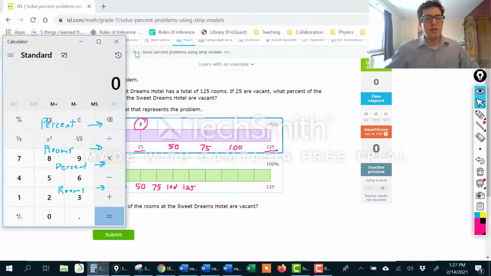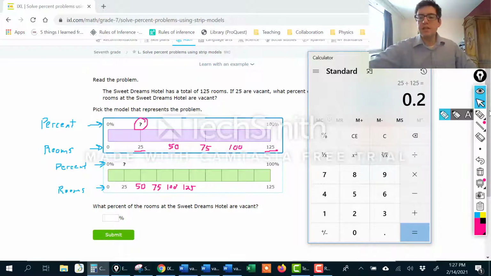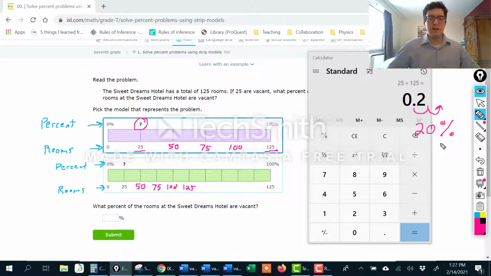Make sure that you're not doing the whole divided by the part. You're doing the part divided by the whole. So 25 divided by 125, that would give us 0.2. And then if we take 0.2 and we just move the decimal point 2 spaces to the right, 1, 2, okay, then we would put a 0 in that blank space, so that would be 20% as a percentage.